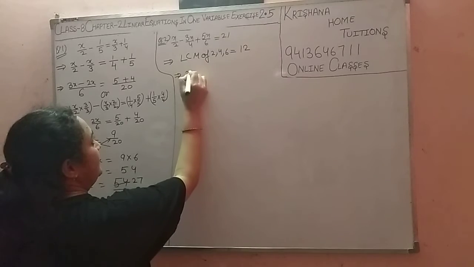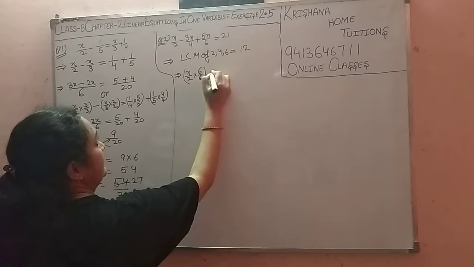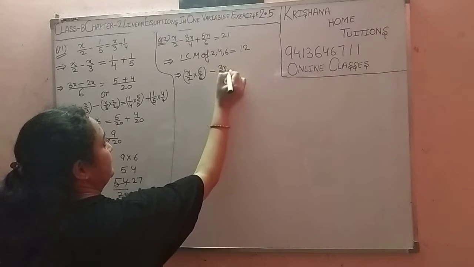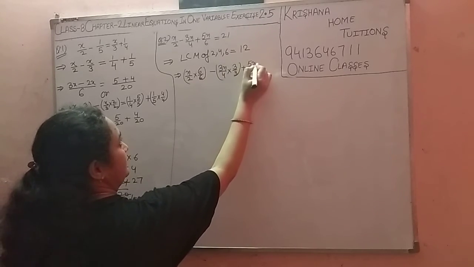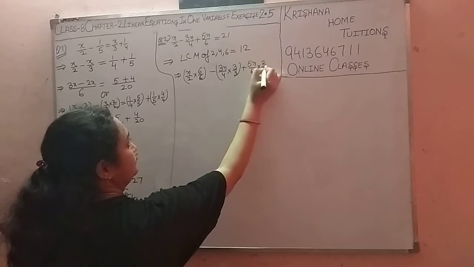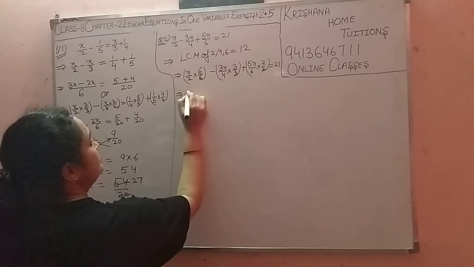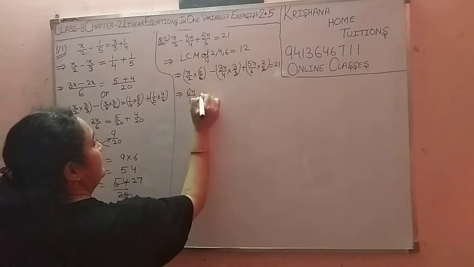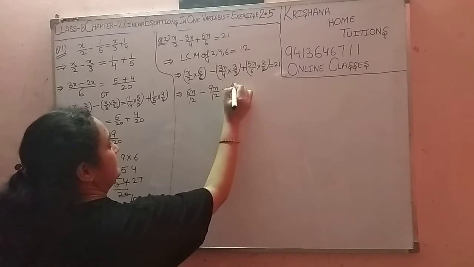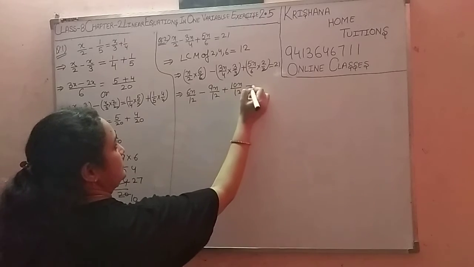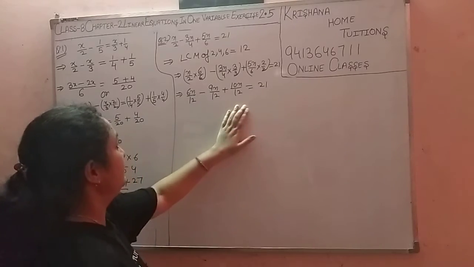For that, n upon 2 will be multiplied with 6, 3n upon 4 multiplied with 3, and 5n upon 6 multiplied with 2, is equals to 21. So it is equals to 6n upon 12 minus 9n upon 12 plus 10n upon 12 is equals to 21. Now the denominators are same, we can subtract it directly.